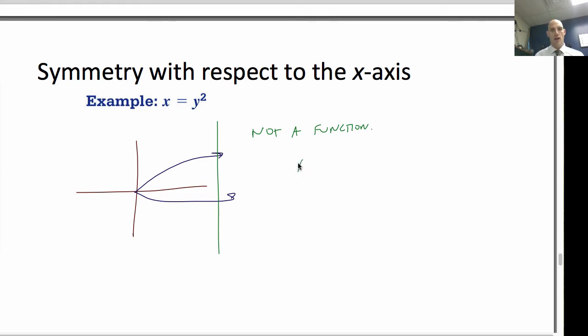Okay, so xy, okay, it also has x negative y. Okay, so symmetry with respect to the x-axis means I've got xy, but I also have the negative y value for that same x. So they graph to one another.